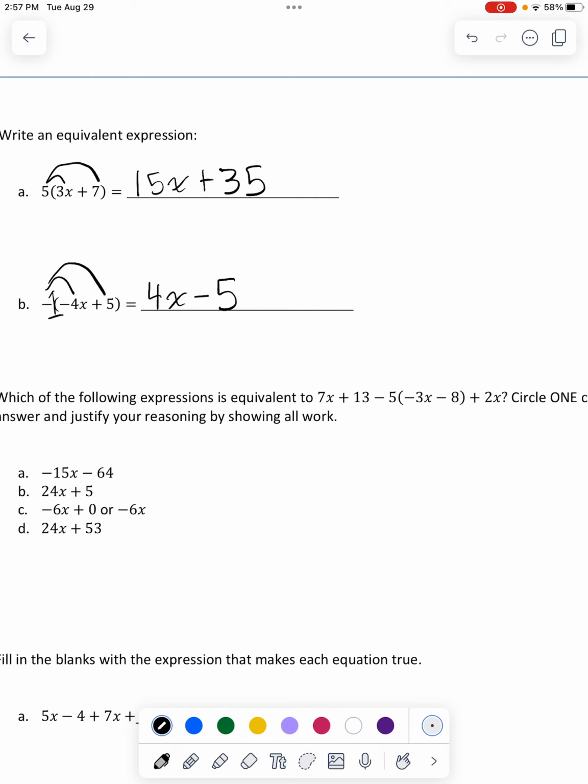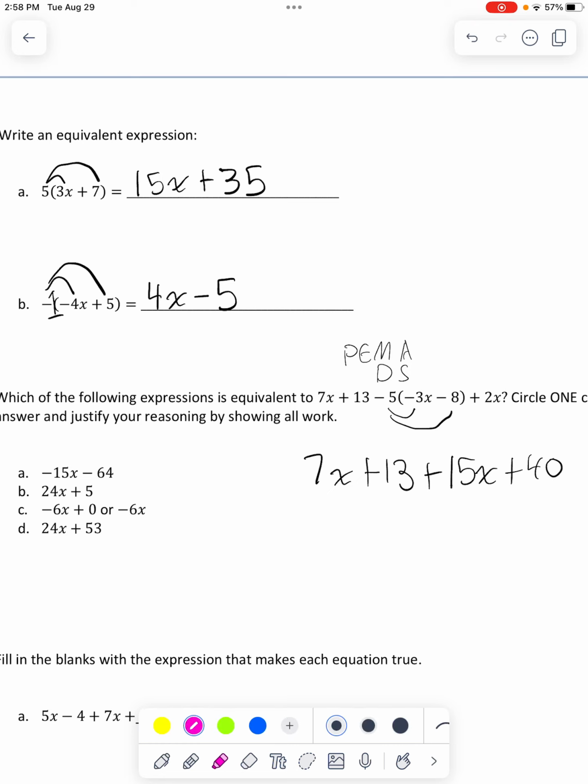Now, according to the order of operations, it might be tempting to think that you would do this 13 minus 5 first. But remember, this minus 5 is multiplying by the parentheses, and so we need to distribute that negative 5. So we end up with 7x plus 13 plus, because negative 5 times negative 3x is a positive 15x, and negative 5 times the negative 8 is a positive 40.